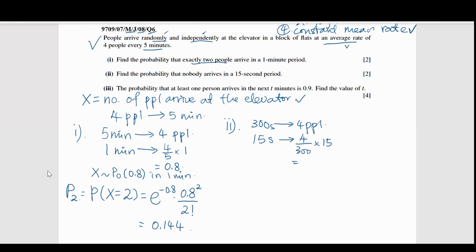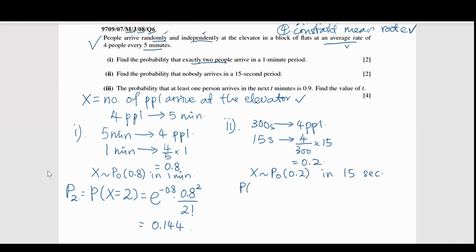And calculate from here, we are going to get 0.2. So for part 2, the Poisson distribution's parameter is going to be 0.2 in 15 seconds.